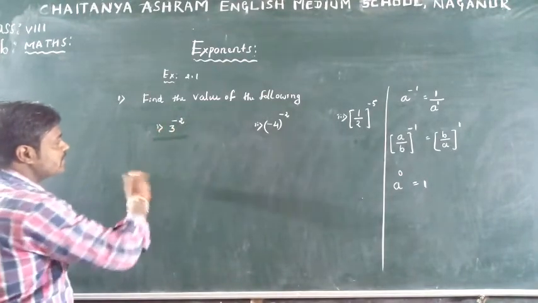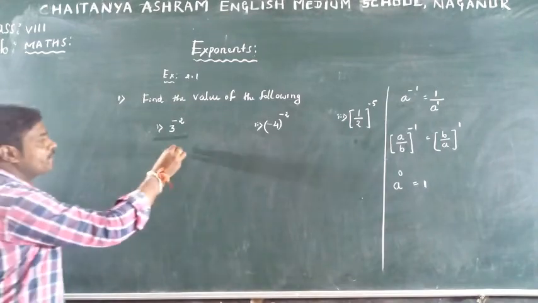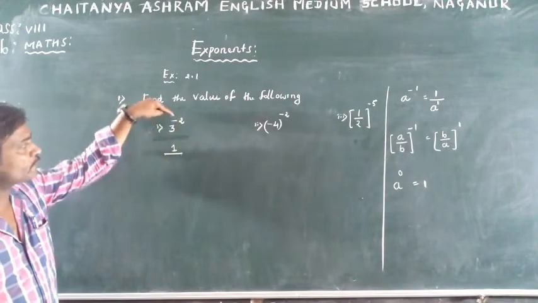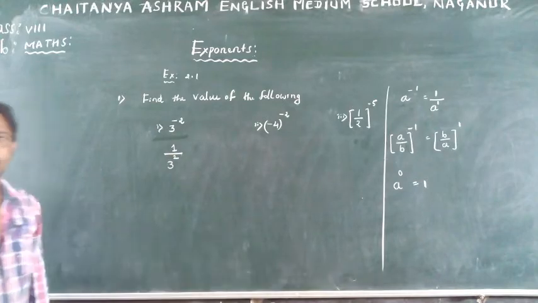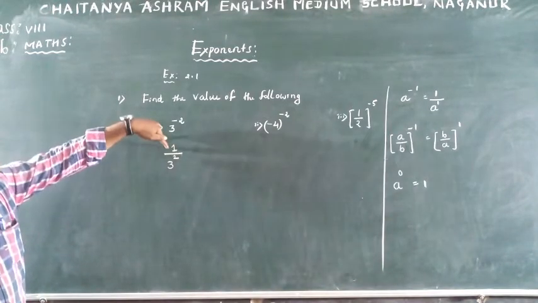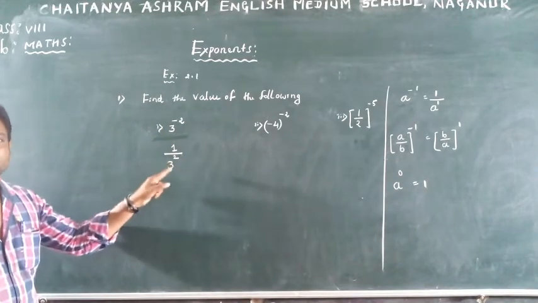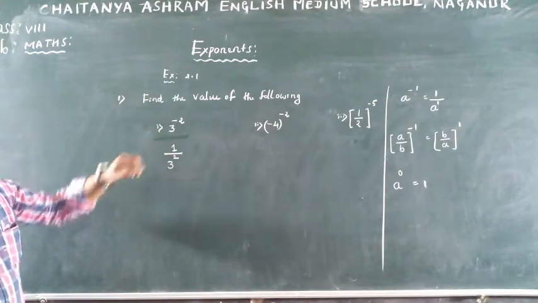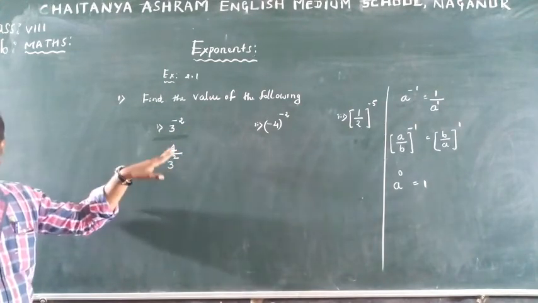See how I will do it. Its positive exponent is, we make a fraction. In the numerator we write 1. In the denominator we write the whole with positive power, that is 3 to the power 2. Clear? Just make a fraction, in its numerator write 1, and in the denominator of that fraction write the whole with positive power. Now we have converted this negative exponent to a positive exponent.